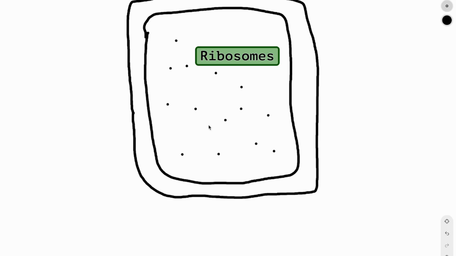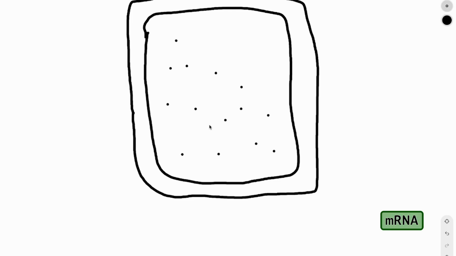These are ribosomes. They synthesize proteins by reading a command from the nucleus in the form of genetic material and attaching the relevant amino acids. These genetic commands are called mRNA.